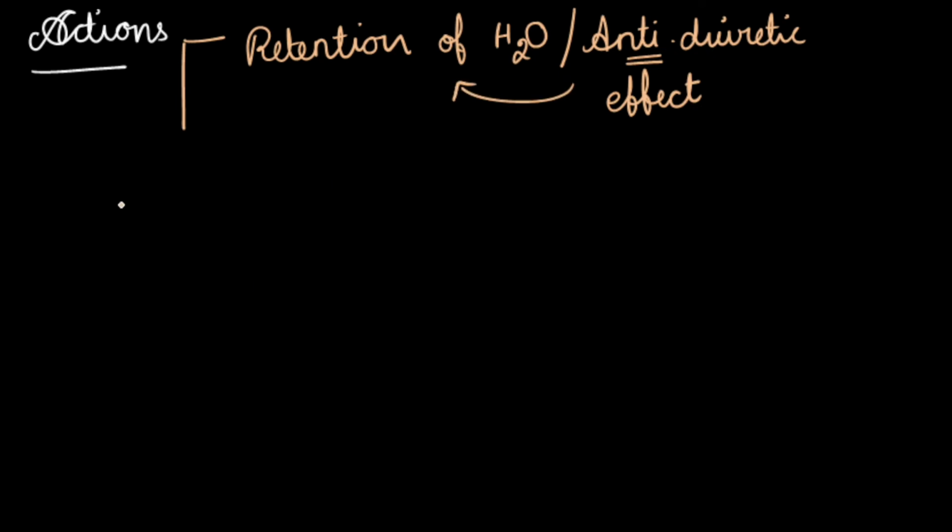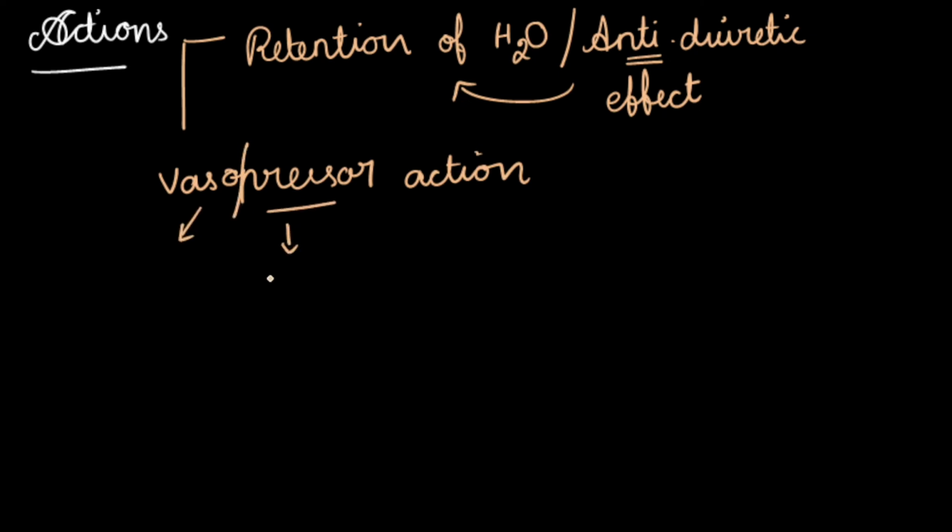Okay. Then the second action of vasopressin is the vasopressor action. From the name itself we can identify the action. Vaso is related to the blood vessels and pressor is related to the action, that is constriction. So here it mainly contributes to vasoconstriction. Okay, that's why it is the vasopressor action.